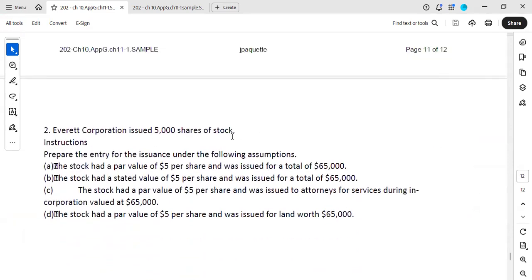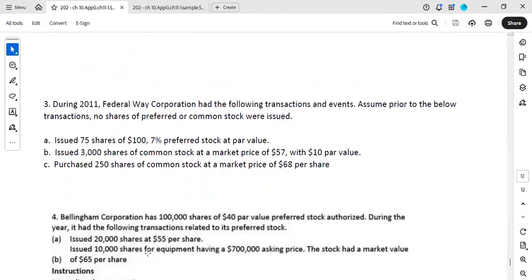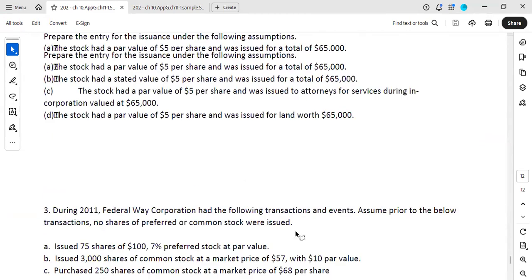We have more stock transactions, and be aware that some stock has par value and some has stated value. Just use the different language in your journal entry when you say APIC, common stock, additional paid-in capital and so forth. And then more journal entries for preferred stock. Make sure you understand that. And I think that's it.